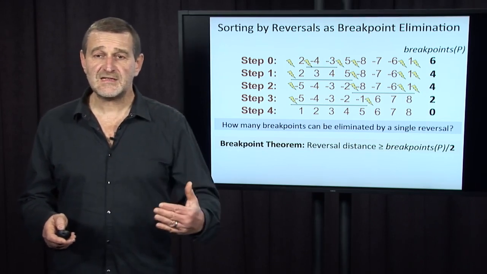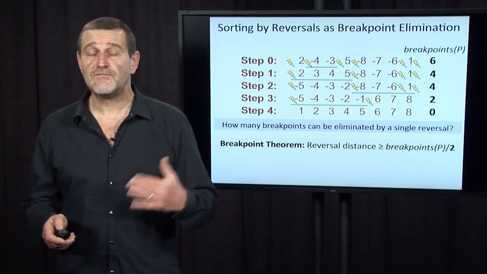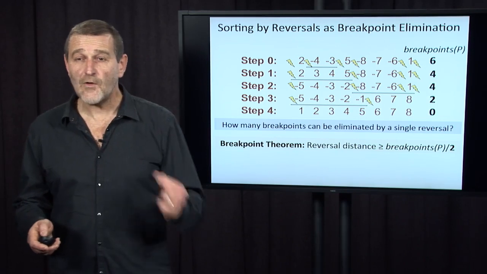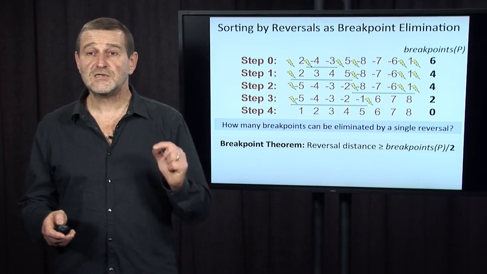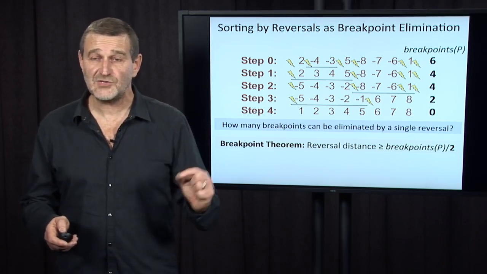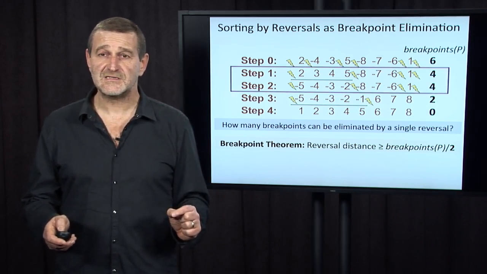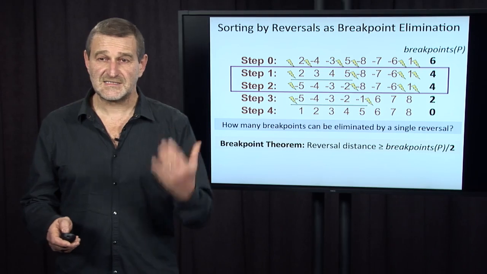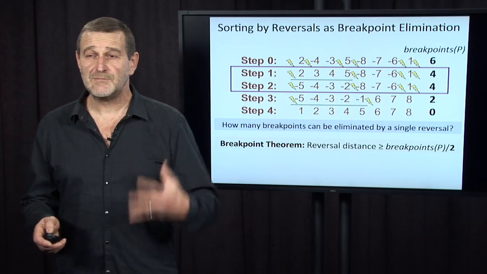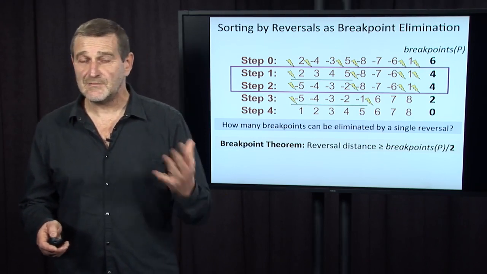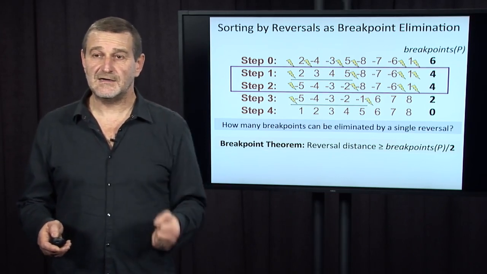And it also immediately suggests a new greedy algorithm, and probably a better greedy algorithm, for sorting by reversals. Indeed, the only thing we need to do to sort a permutation optimally is to reduce the number of breakpoints by 2 at every step. Let's look at our sequence of sorting by reversals, and we see that at this step we did something silly. We were supposed to be reducing the number of breakpoints by 2 at every step, but the number of breakpoints actually has not even reduced at this reversal.